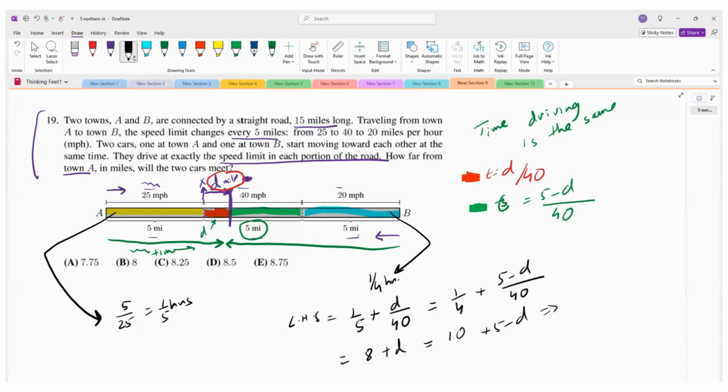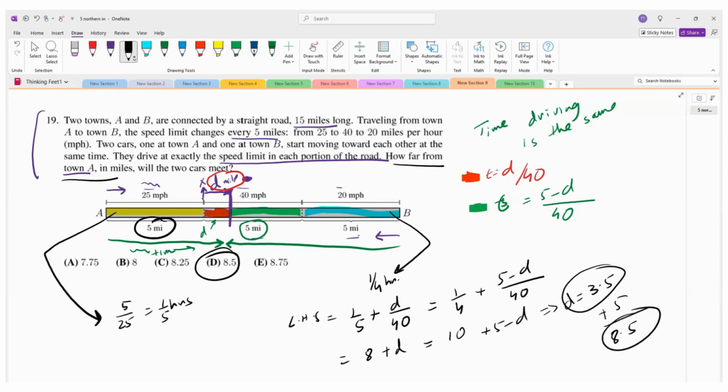If I simplify, I get 2d on that side, so 15 minus 8, 7, so I get d equals 3.5, right? And since the question is asking how far from town A do the two cars meet, I just need to add 5 to this, right? So plus 5, which gives me 8.5. That's my answer. Okay, it's a little bit long speed distance calculation.